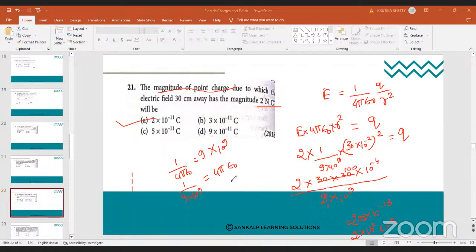So 4 pi epsilon naught is 1 divided by 9 into 10 raised to 9. I have taken that. R value is 30 centimeter, and we need it in meters. So it is 30 into 10 raised to minus 2 whole square. So this 2 as it is, 30 into 30 into 10 raised to minus 4 divided by 9 into 10 raised to 9. If you simplify, you get 200 into 10 raised to minus 13. Again, options do not have 10 to the power minus 13, so I shift the decimals to make it 10 to the power minus 11. Option A comes. Yes.